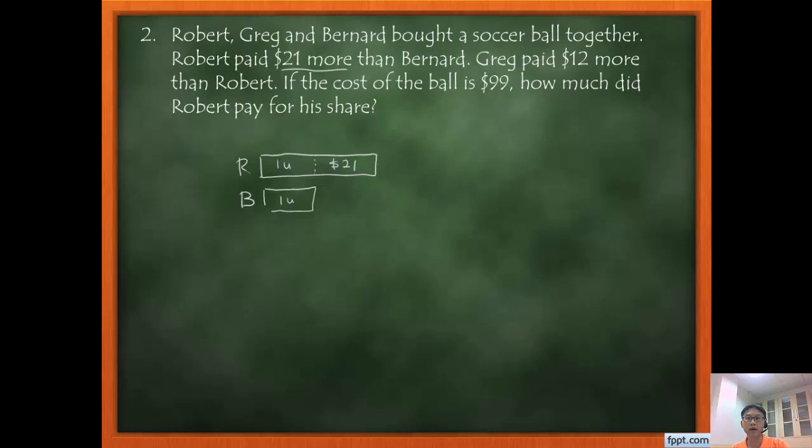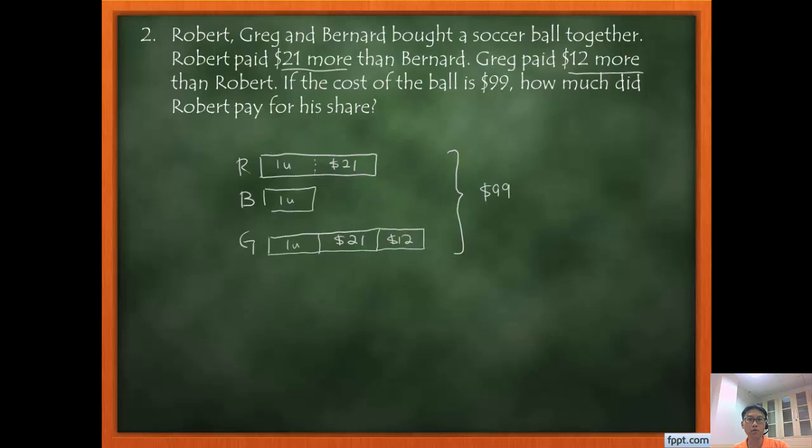Now let's look at Greg. Greg paid $12 more than Robert. So let's put Greg here. 12 more than Robert. Where's Robert? Robert is here. So Robert is actually 1 unit and $21. Greg paid $12 more than Robert, so whatever Robert has, Greg also will have, because he has more. So Greg has also this 1 unit and $21, but he paid $12 more, so that means he has an extra part of 12. The cost of the ball is $99.